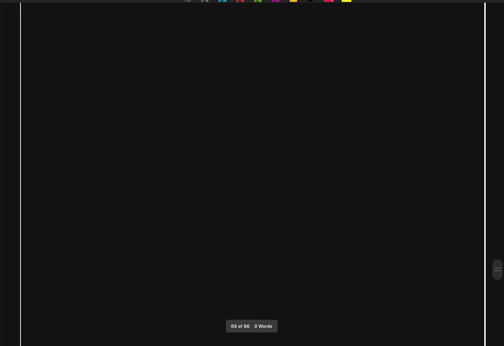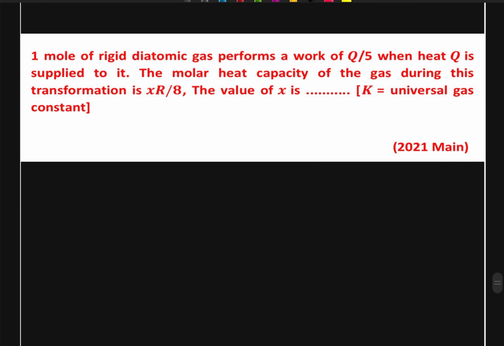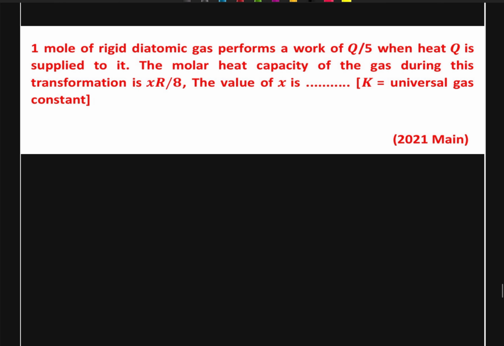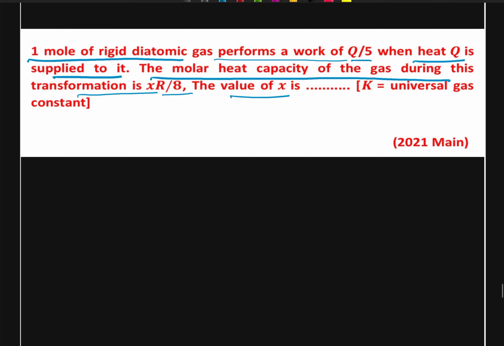Next question. It states that 1 mole of rigid diatomic gas performs a work of Q/5 when heat Q is supplied to it. The molar heat capacity of the gas during this transformation is XR/8. The value of X is. So we are going to find out the molar heat capacity, and we start with the first law of thermodynamics.